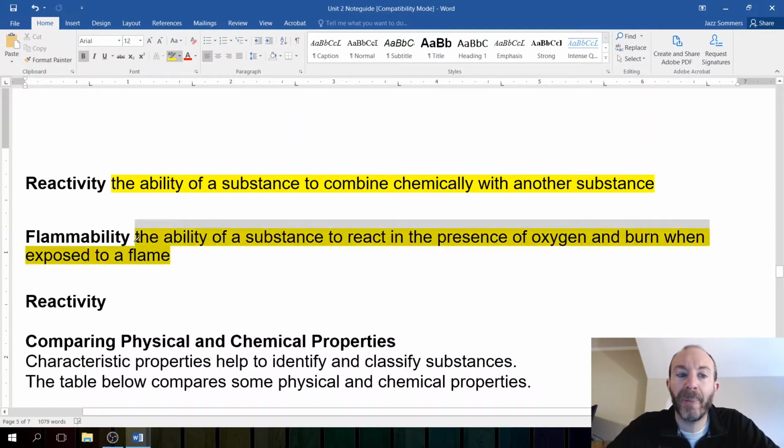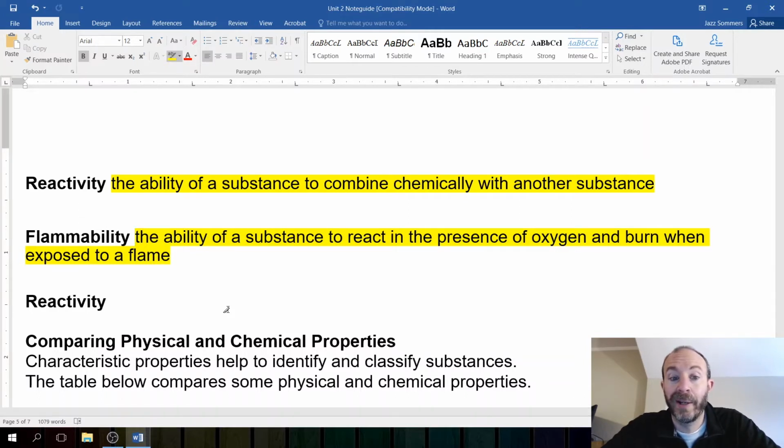Another really common one is flammability. That's the ability of a substance to react in the presence of oxygen and burn when exposed to a flame. So like, I don't know that this piece of paper is flammable unless I try to light it on fire. If I hadn't seen it already, or hadn't heard about it, you wouldn't know just by looking at the paper. So that's a good example of a chemical property.